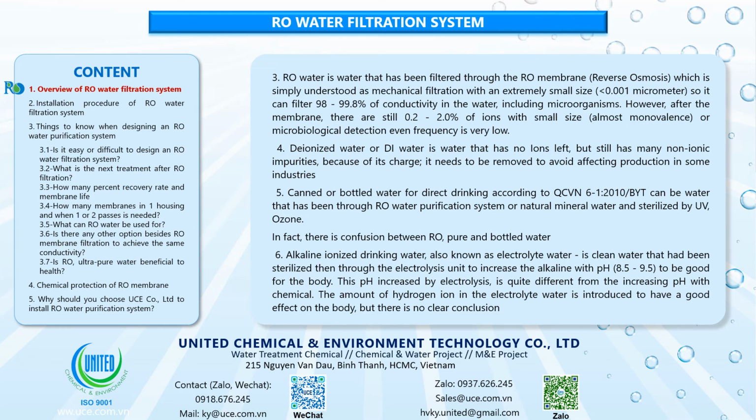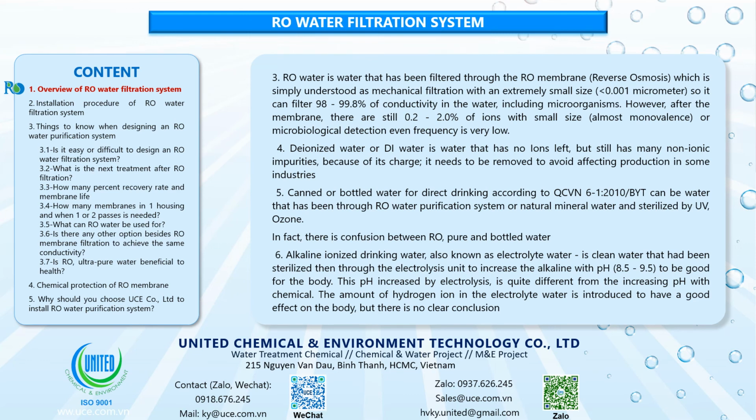4. Deionized water, or DI water, is water that has no ions left, but still has many non-ionic impurities. Because of their charge, ions need to be removed to avoid affecting production in some industries. 5. Canned or bottled water for direct drinking according to QCVN 6-1:2010/BYT can be water that has been through an RO water purification system or natural mineral water sterilized by UV, ozone. In fact, there is confusion between RO, pure and bottled water.